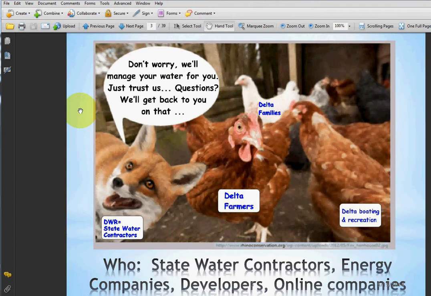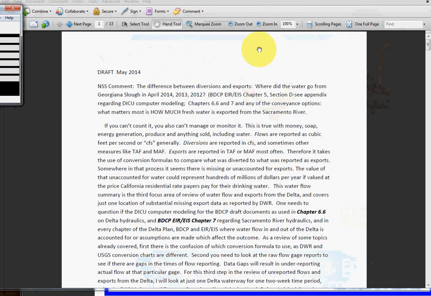I'm going to go through several little presentation graphics I've created for some of these presentations. This one just happens to be regarding Steamboat Slough flow. I presented this graphic a couple weeks ago, but a lot of people like the graphic, so I thought I'd start out by saying that this is Monday, May 20th, 2014, and again, this is about Georgiana Slough.